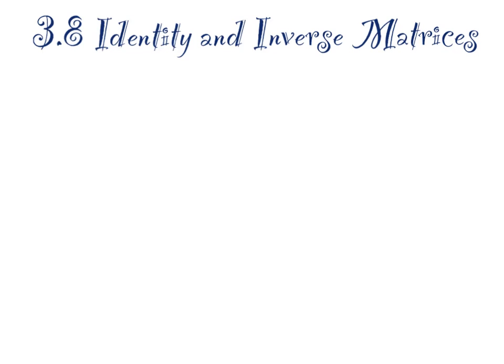Alright, so do you remember the multiplicative identity? It was 1, and that's because when you multiply anything by 1, whatever you multiply it by retains its identity. For matrices, we have what we call an identity matrix, and it looks like this.